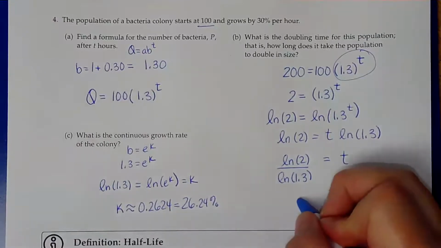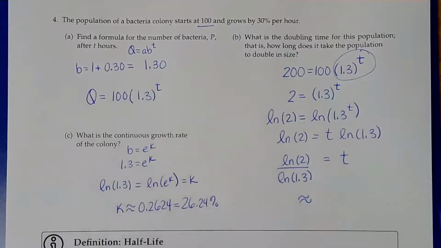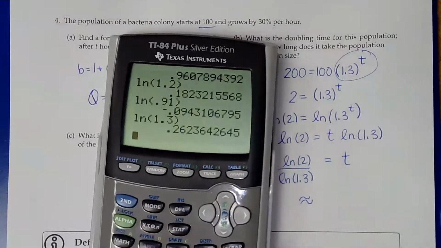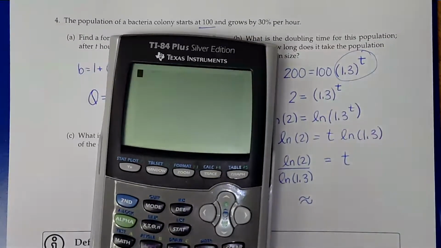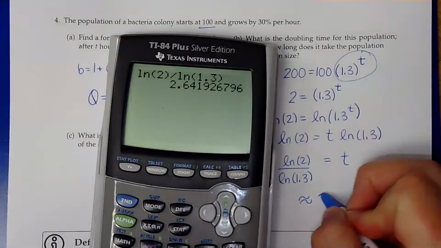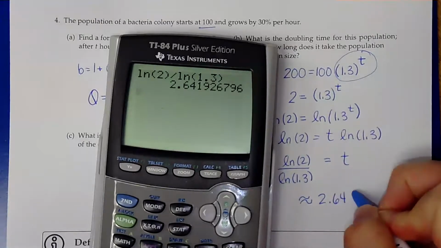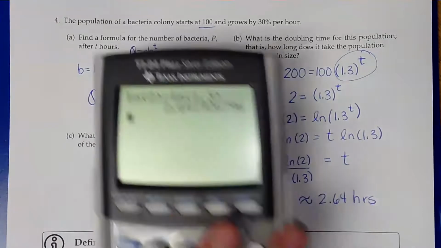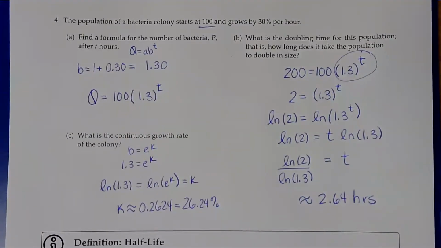And that comes out to be approximately, let's see, ln of 2 divided by ln of 1.3. So about 2.64 hours since we're measuring t in hours. All right, come back and we're going to take a look at the half-life instead of the doubling time.